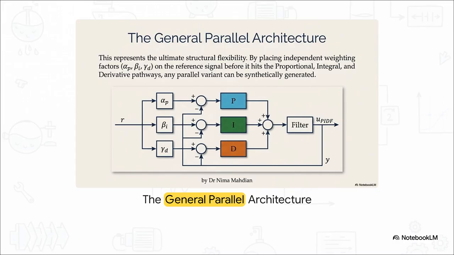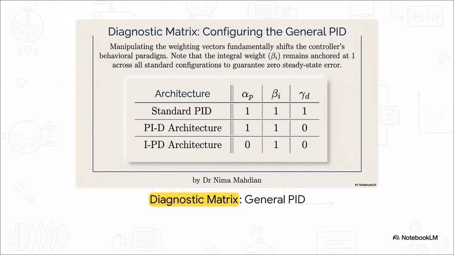By placing independent weighting factors on the reference signal R before it even hits the proportional, integral, and derivative pathways, literally any parallel variant can be synthetically generated. We can track R splitting into alpha sub P, beta sub I, and gamma sub D. These weighted references are then compared against the feedback Y before entering their respective processing blocks, which ultimately yields the final filtered output. Manipulating those exact weighting vectors fundamentally shifts the controller's whole behavioral paradigm.